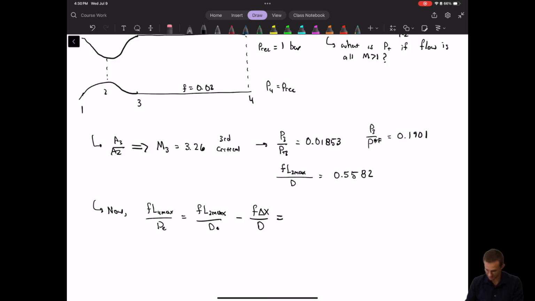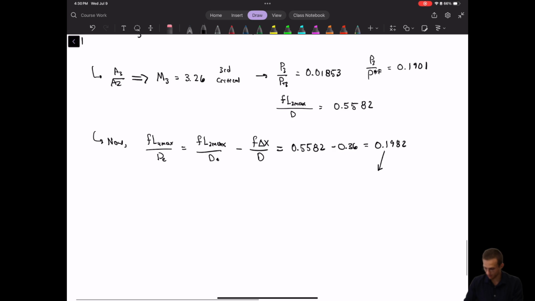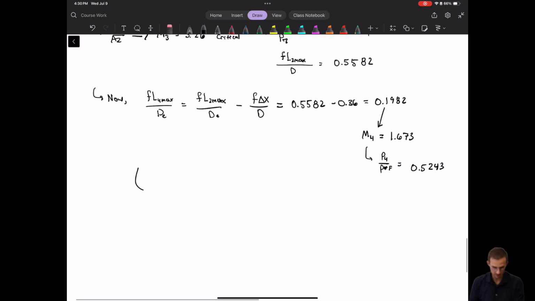We set that equal to 0.5582 minus 0.36, and then that gives you 0.1982. And then we can take that value and from the tables get M4. So then M4 is equal to 1.673. And then that gives us P4 over P star F equal to 0.5243.